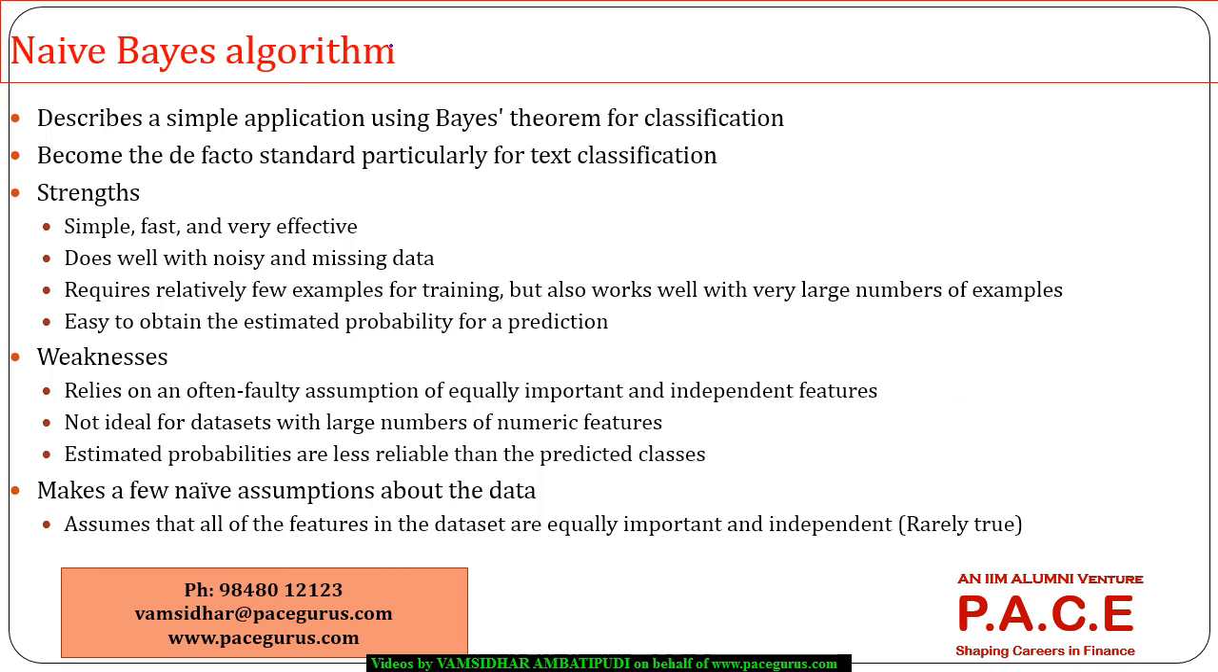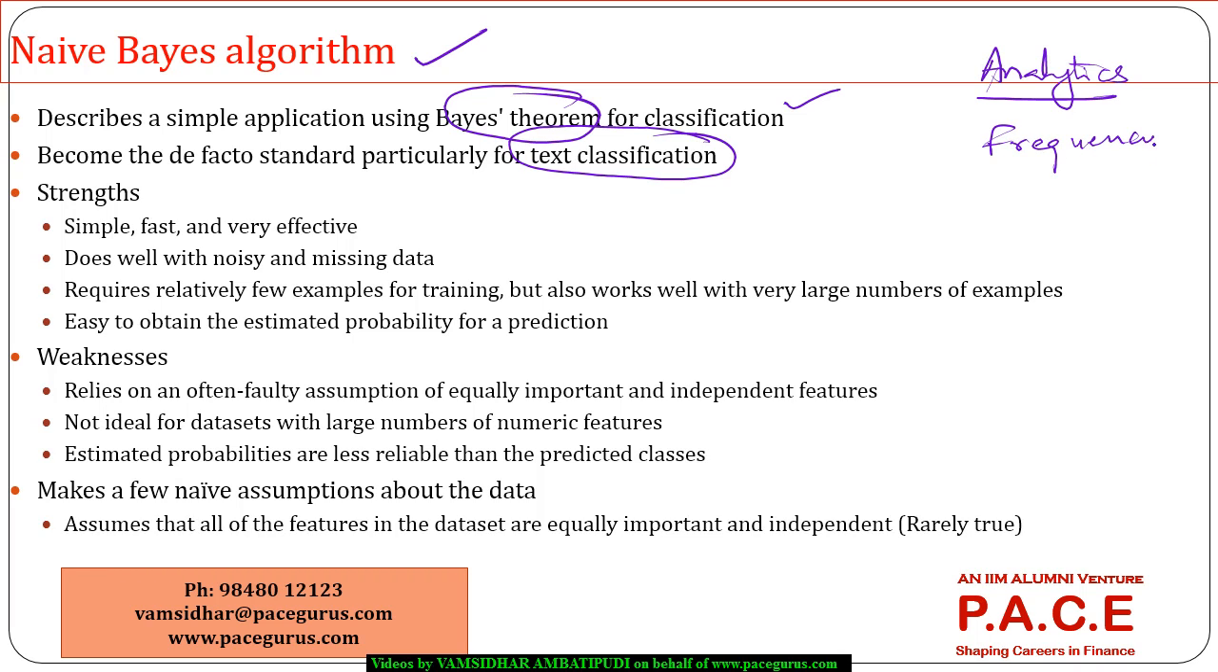Now this is where the naive Bayes algorithm comes into the picture. It uses the Bayes theorem only. It's a simple application of the Bayes theorem for classification of your data. Nowadays, for text classification, text related models and analytics, especially when the classification is purely based on frequency of words, people are using the naive Bayes algorithm compared to any other algorithm. That's why I'm saying it has become the de facto standard for text related classification.